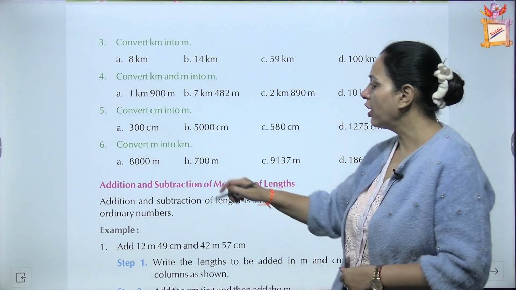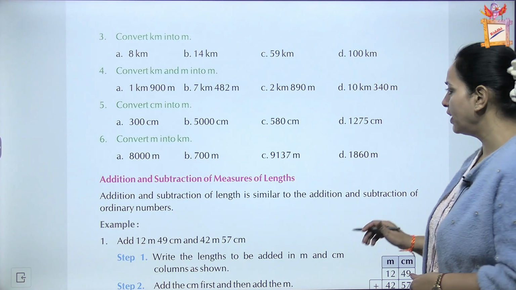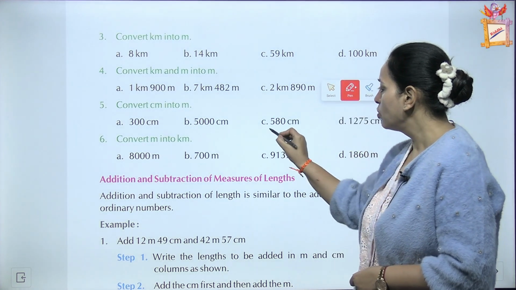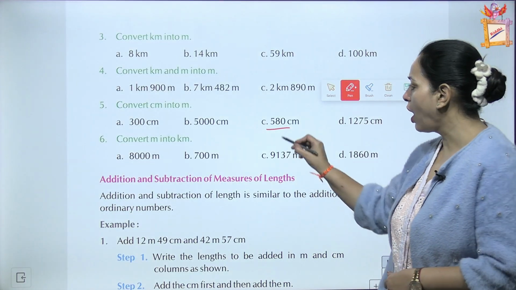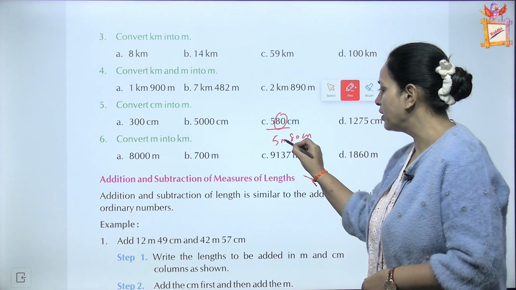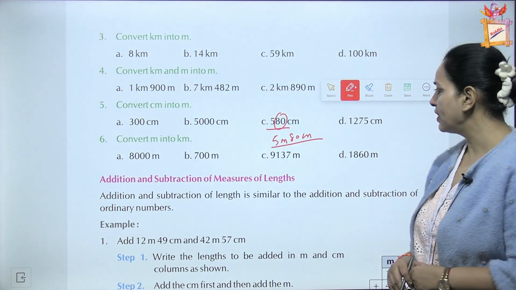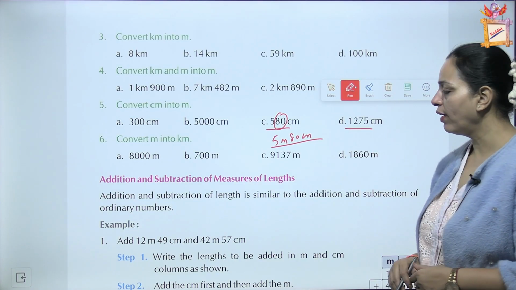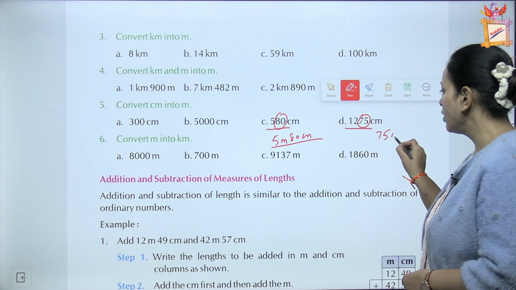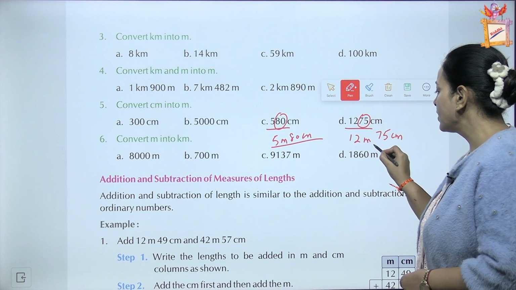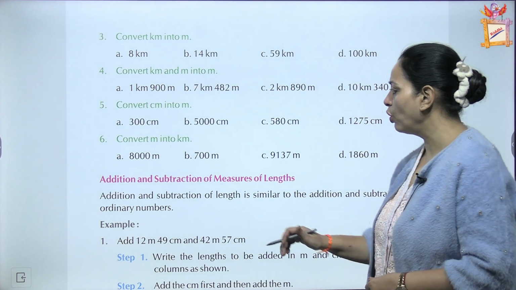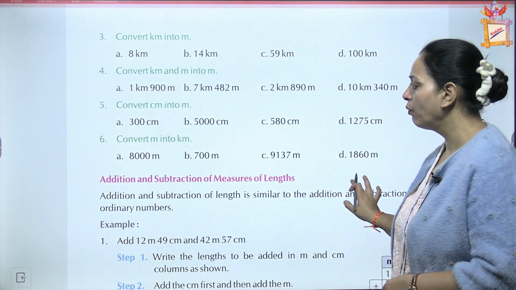Now fifth question, convert centimeter into meter. How will you convert centimeter into meter? Divide by 100. So 580 centimeter: last two digits centimeter and remaining is meter. So 5 meter 80 centimeter. Similarly here, like 1275 centimeter. Last two digits centimeter and the remaining digits meter. Right? Now similarly sixth, convert meter into kilometer means divide by 1000.